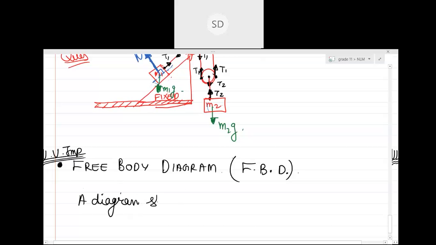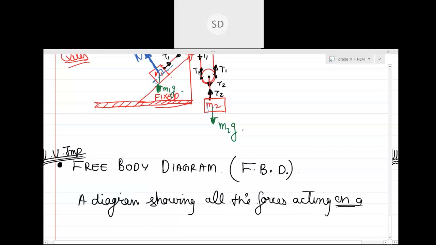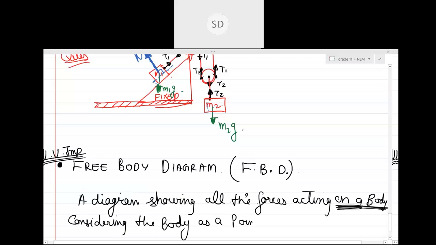So it is a diagram showing all the forces acting on a body. Please remember, it is only on the body. We draw only those forces which are acting on that body, considering the body as a point mass after isolating it from the system.